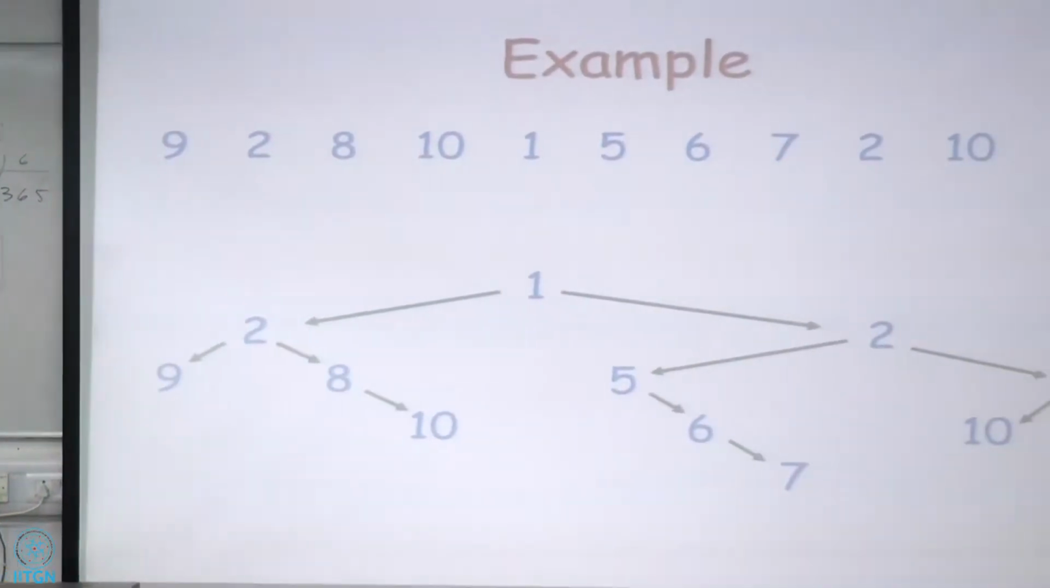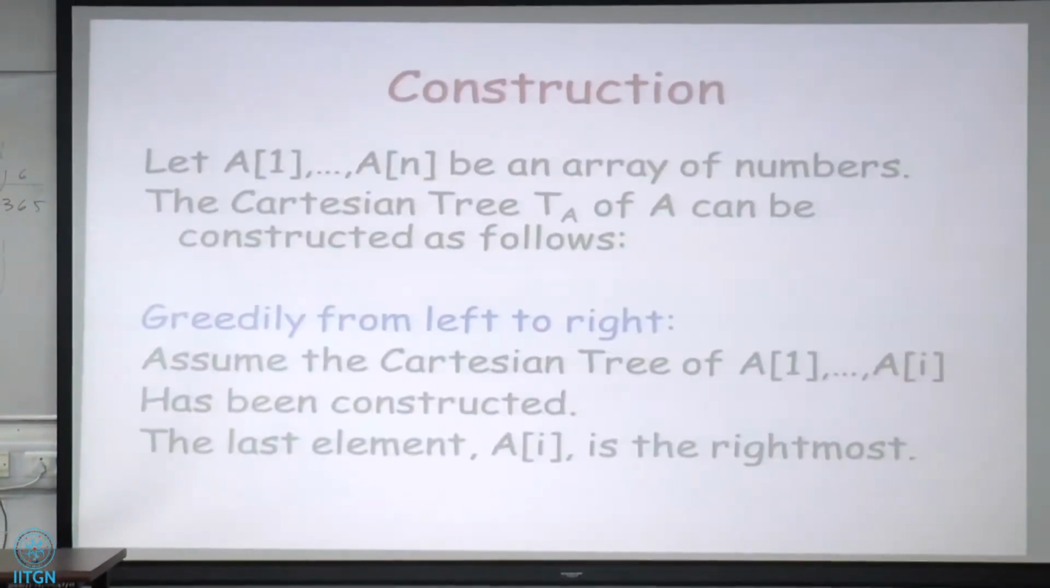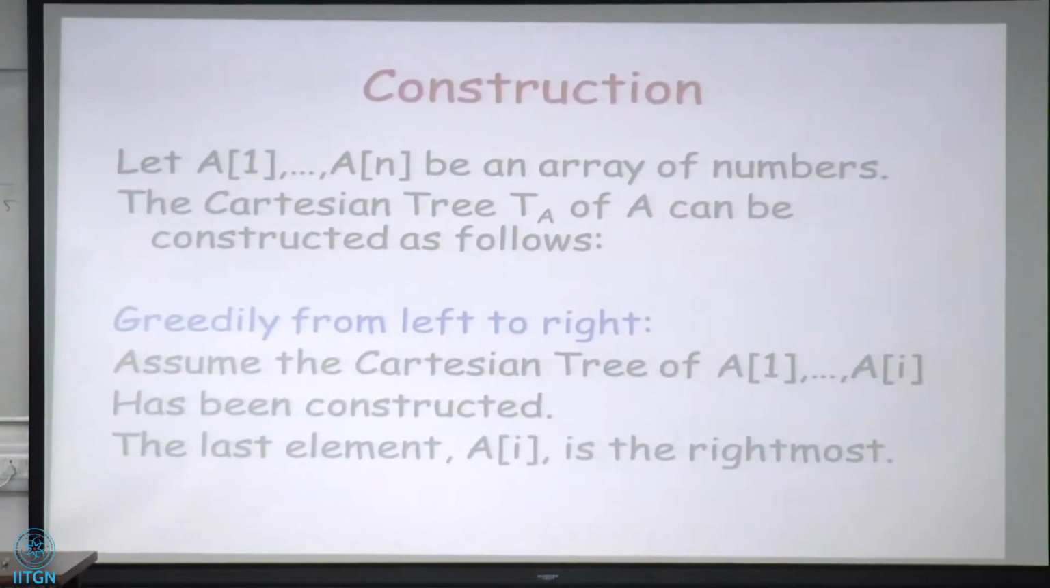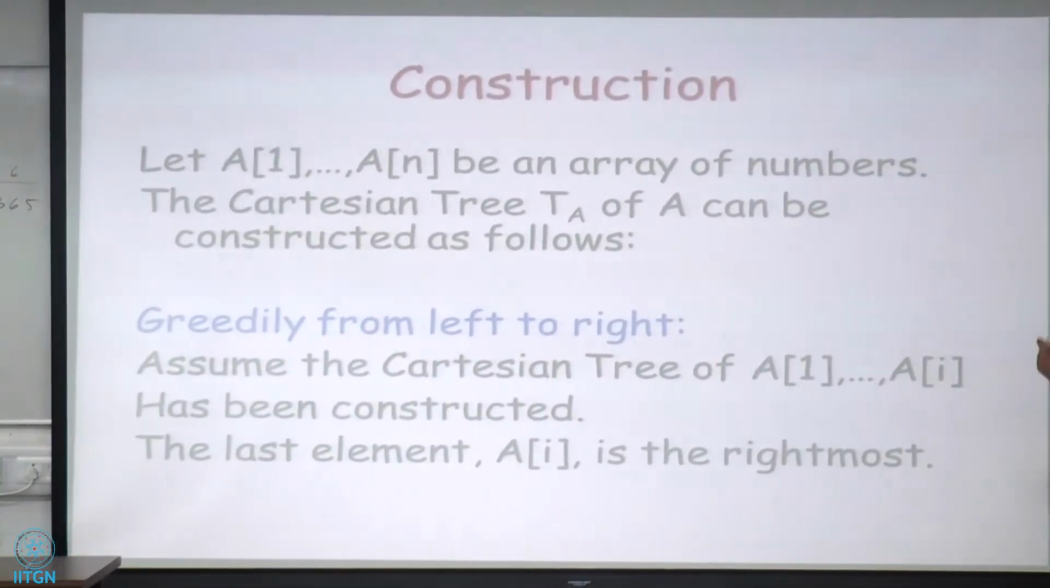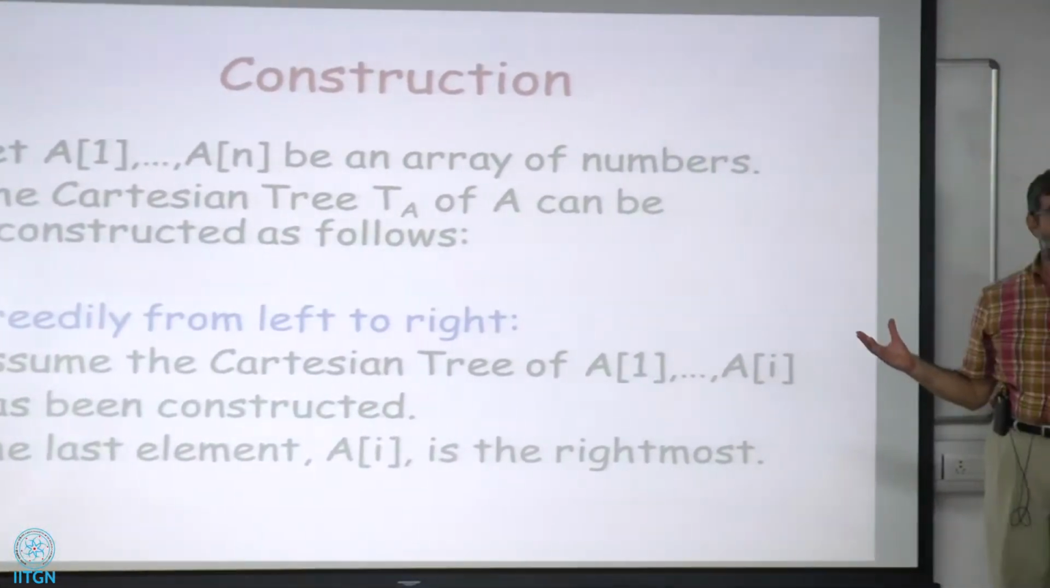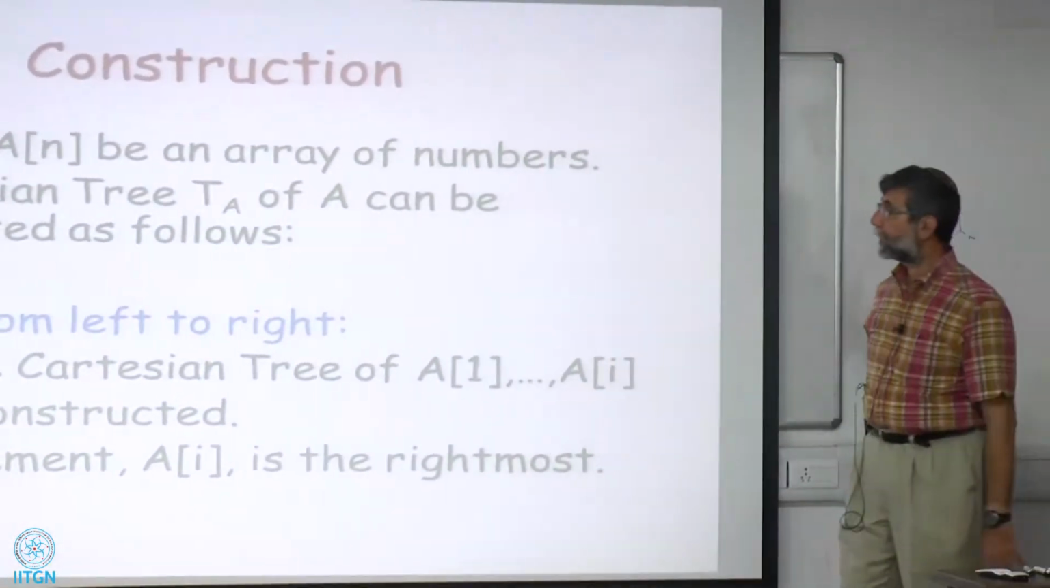Now, we can construct the Cartesian tree by a greedy algorithm, surprisingly enough, because we defined it recursively. But we can construct it by a greedy algorithm from left to right in linear time. And that's what we're going to see now. And it's actually a fairly simple algorithm as well.